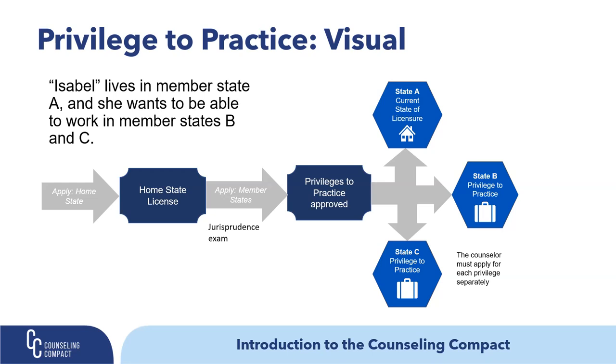The commission facilitates the issuance of the privilege to practice on behalf of those compact member states. That privilege to practice will then be approved, allowing you the ability to practice in the state for which you're applying. If you want to apply in other states and receive additional privileges to practice, you would do that each time for each one you want to be able to practice in.